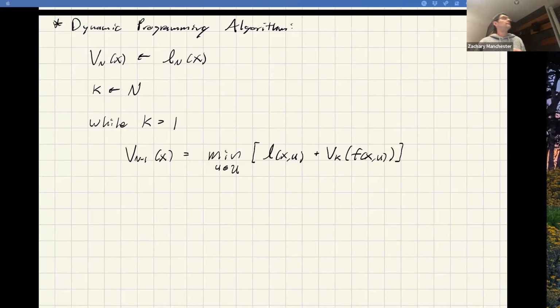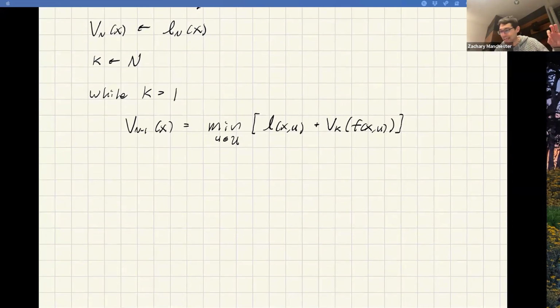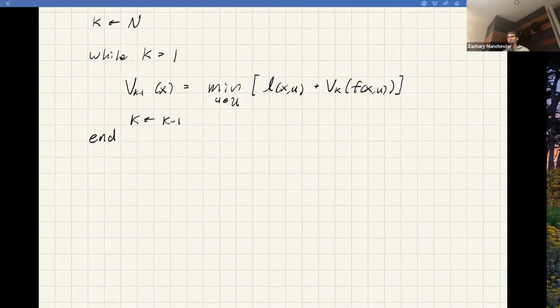Yeah. So it's supposed to be V k minus 1. Sorry, I wrote it wrong, so it's V k minus 1 on the left-hand side. Yeah, not n. My bad. Thank you. And I'm going to do this backwards, and I'm going to set k equal to k minus 1 and keep going. And this is the pseudocode for it. So that's the whole thing.